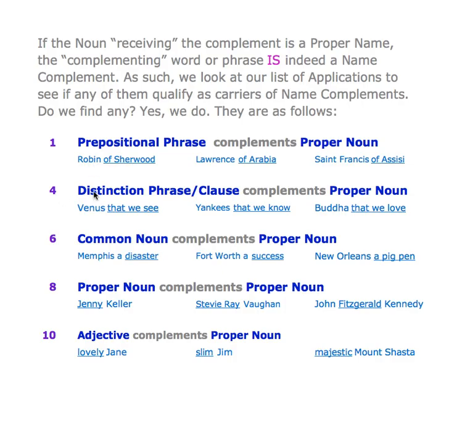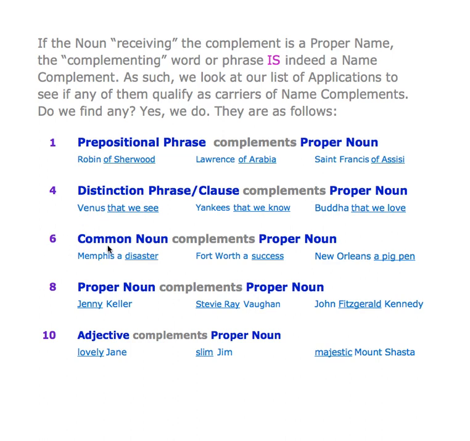Application number 4, distinction phrase or clause complements a proper noun. The distinction phrase that we see complements the proper noun Venus, and that's a name. So this is a name complement. Now, I call it a distinction phrase or clause. You might call it a relative clause, but that's a crappy name, and I don't use it.